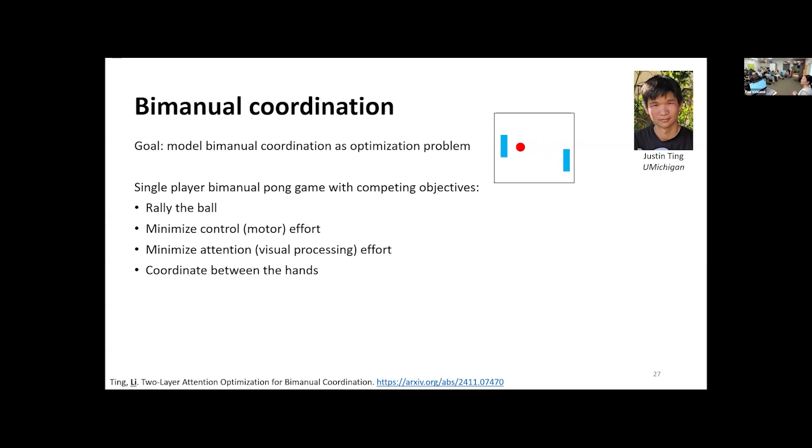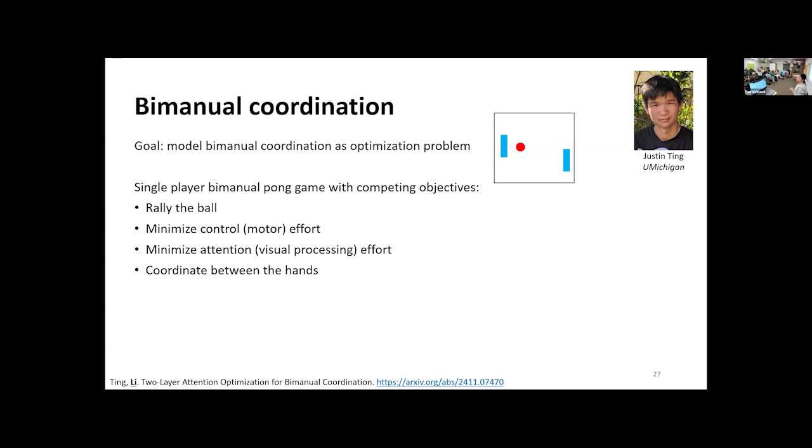So first we want to hit the ball. This is the basic one, right? You want to keep hitting the ball. The second one is that we want to minimize the control effort, and control effort here is just how much you have to move your hand. Okay, you don't want to be doing this. The third one is we want to minimize the attention or visual processing. We're going to use a proxy measure for that, but that's generally what we mean. And lastly, we want to coordinate between the hands, because how much one hand has to do, how much motor and attention effort depends on the other hand.